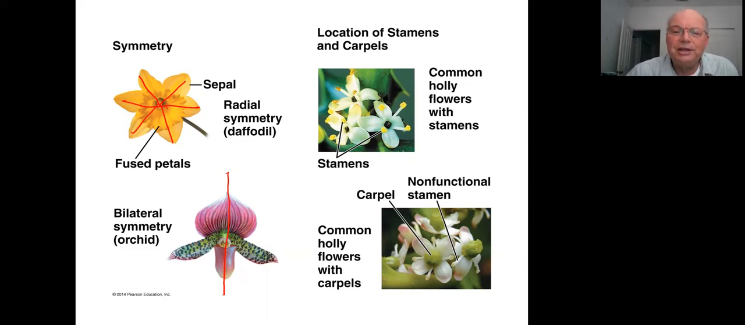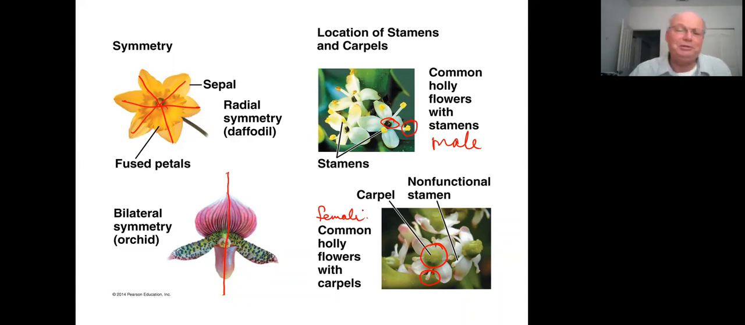We also notice that in some situations, flowers can be unisex. So here are some holly flowers, and these flowers are growing on the same plant. So you have male flowers and female flowers growing on the same plant. These flowers lack a carpel in the center. They only have functional stamens. So these would be male. And the female flowers have stamens, but they are non-functional, but they do have carpels. So these would be female flowers.